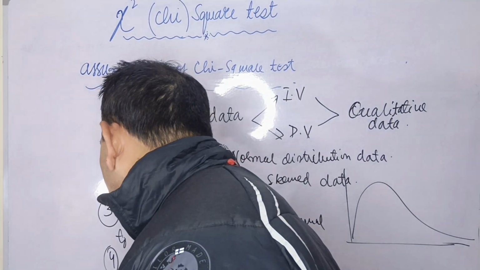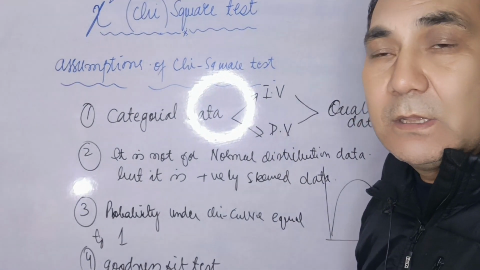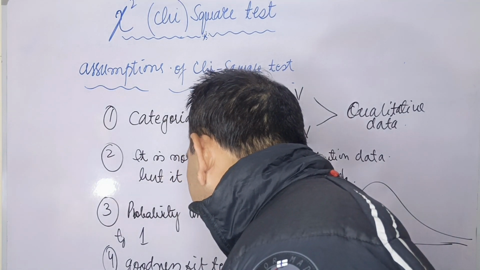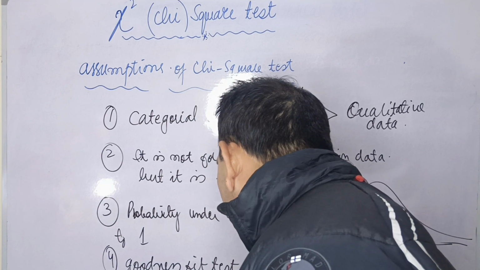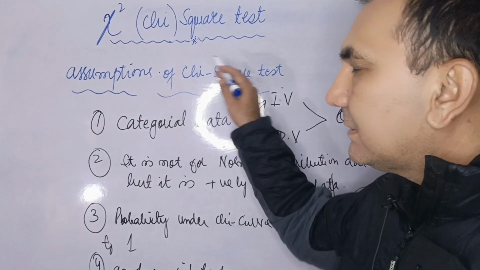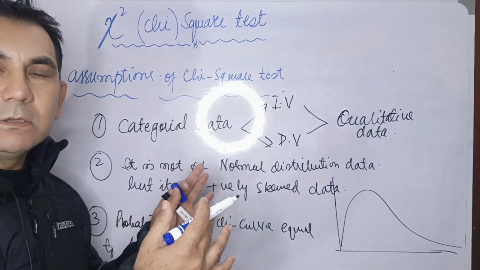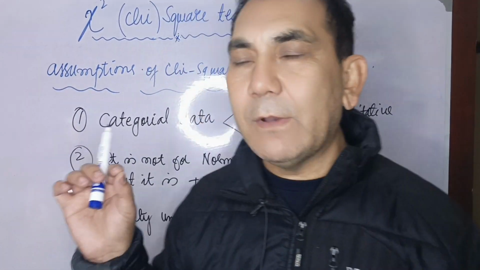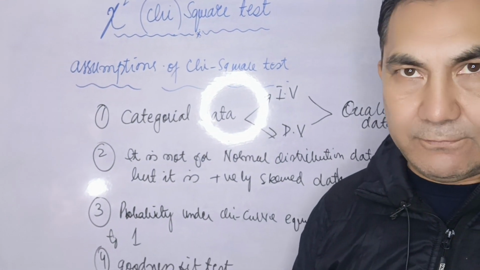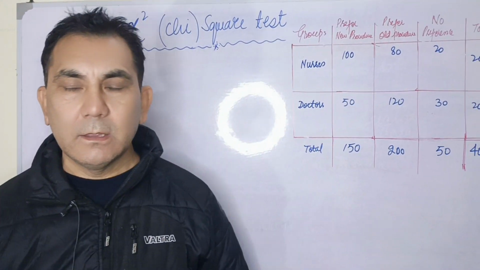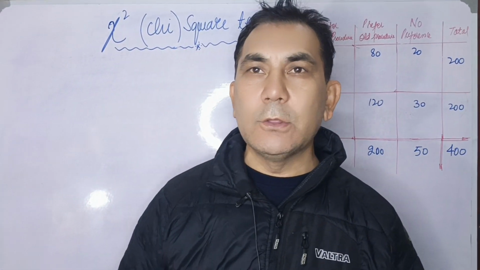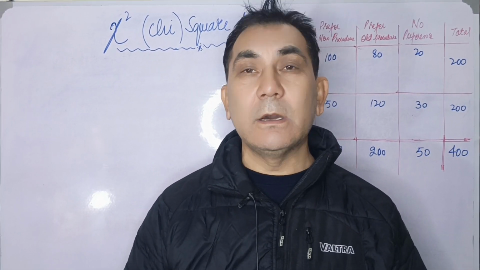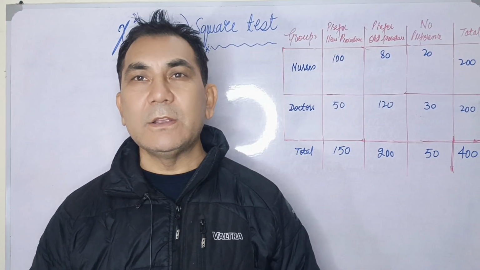And the fifth assumption of the chi-square means no cell is less than 5 in value. Means if you make a table 2 by 2, 3 by 3 or 4 by 4, no cell value should be less than 5. Okay, let's go to solve a numerical of the chi-square test. Then we will clear our concept of how to solve the chi-square test.